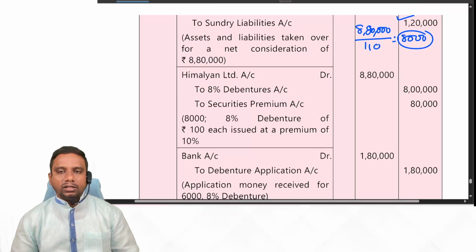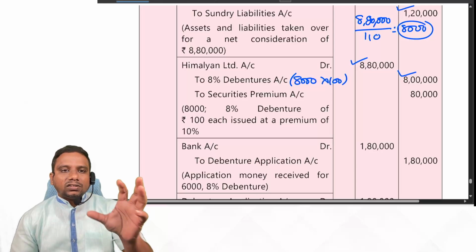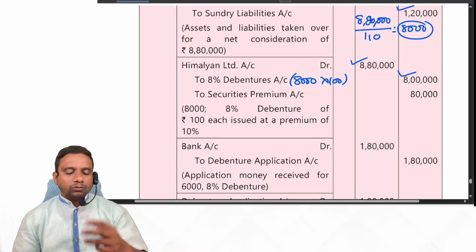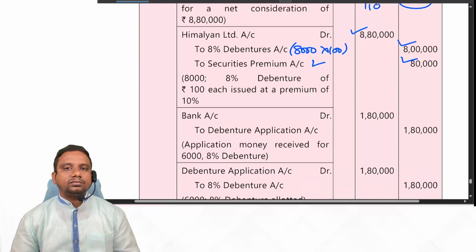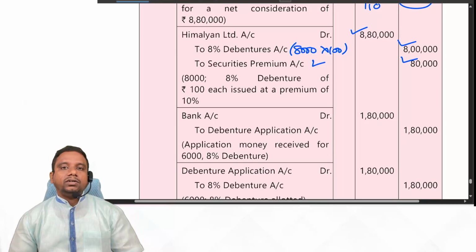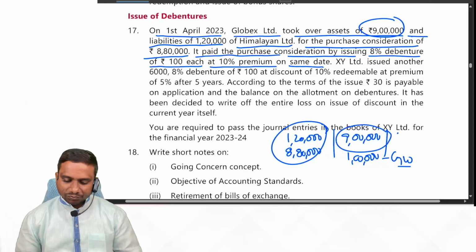Himalayan Limited account debit 8 lakh 80,000, to 8% debentures account, 8,000 debentures into face value 100, and the extra 80,000 is securities premium, transferred to securities premium account. This is the entry for issue of debentures for consideration other than cash.